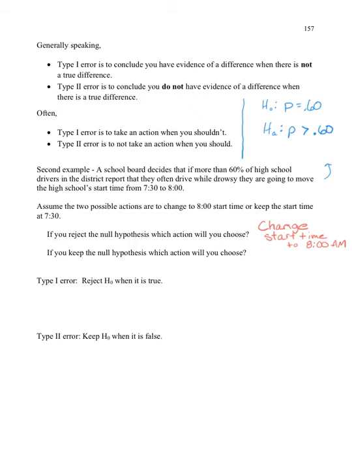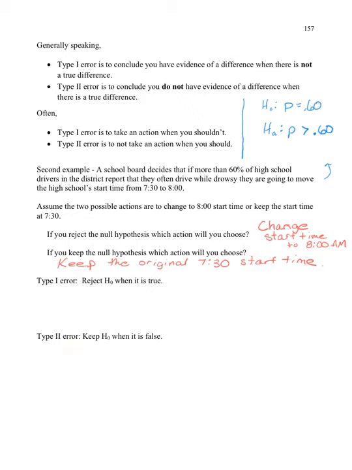Now, on the other hand, if we kept the null hypothesis, meaning that we did not find any evidence in favor of the alternative, our action would be to keep the original 7:30 start time. So let's break down the two types of error, type 1 error and type 2 error.